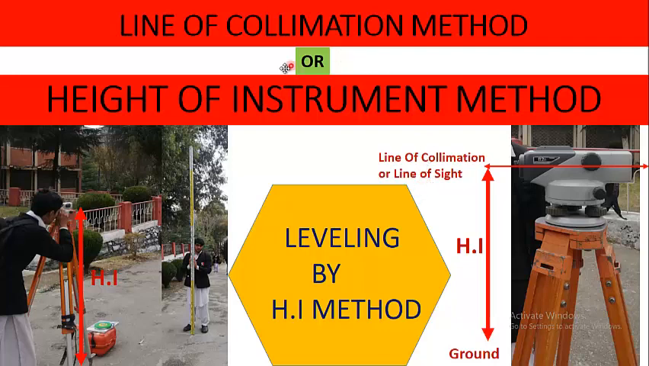Our today's topic is the line of collimation method. It is also called the height of instrument method. So what is line of collimation? Line of collimation is actually the central axis of the telescope of a level. The line that passes through the center of the eyepiece and object glass is called the line of collimation or line of sight, and the distance between the line of sight and the ground is called the height of instrument. So let's start our topic.